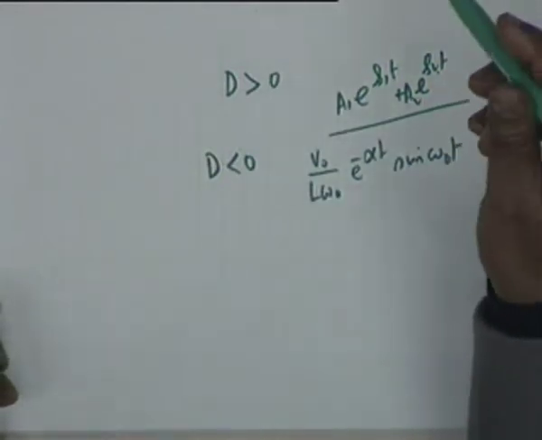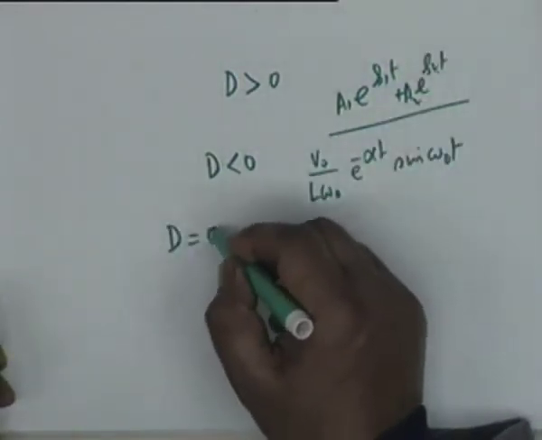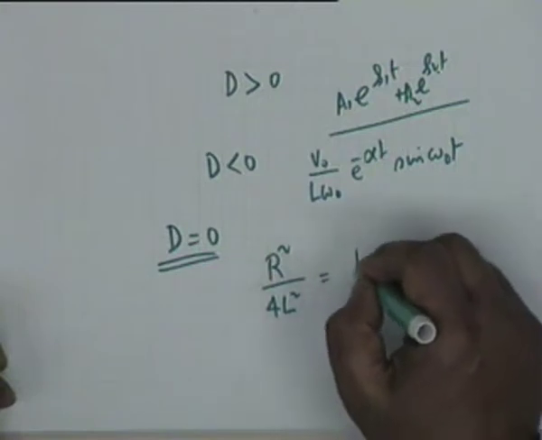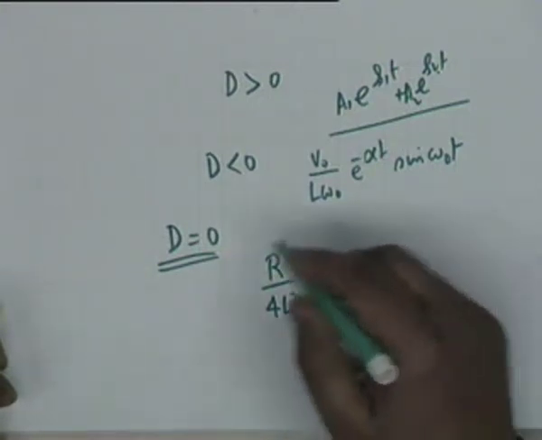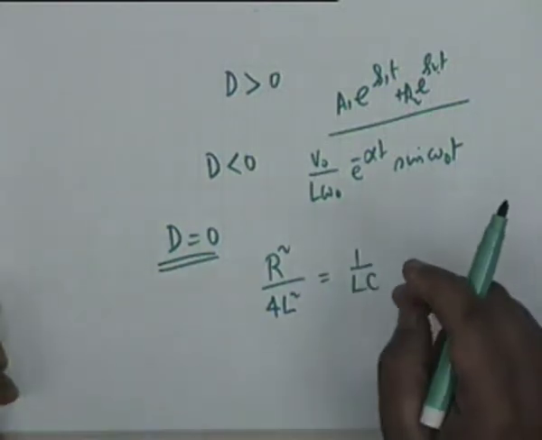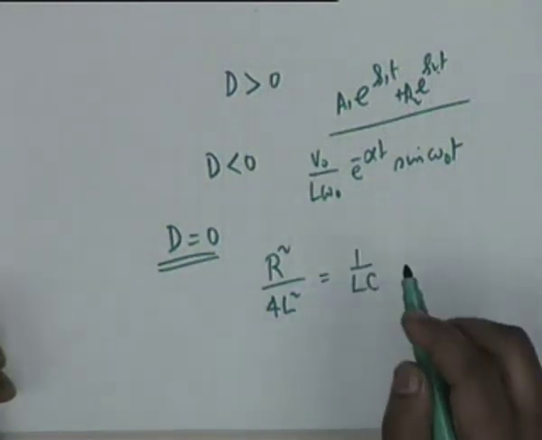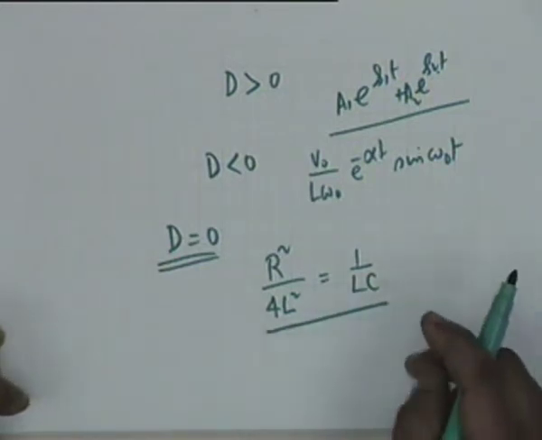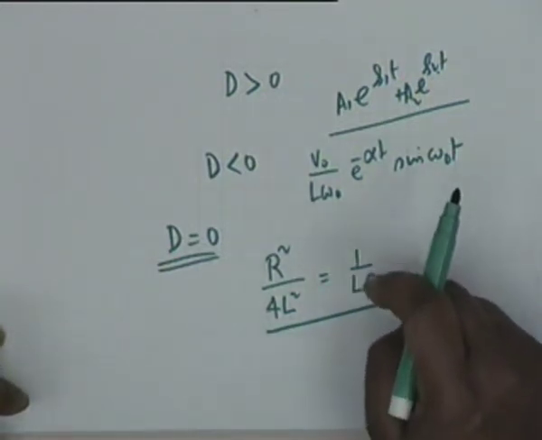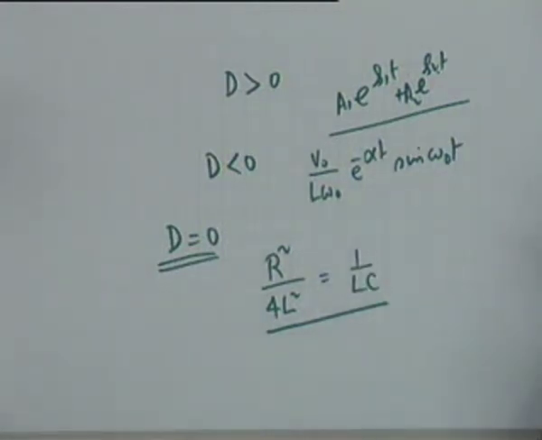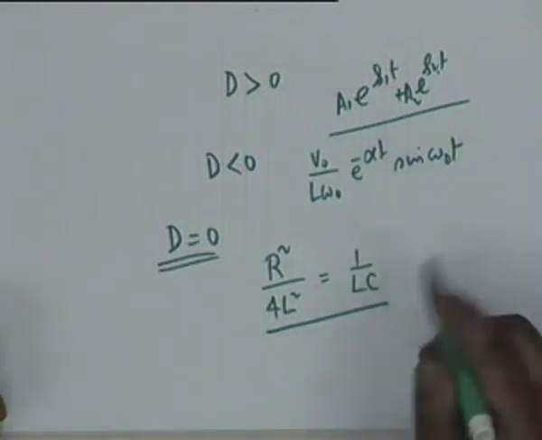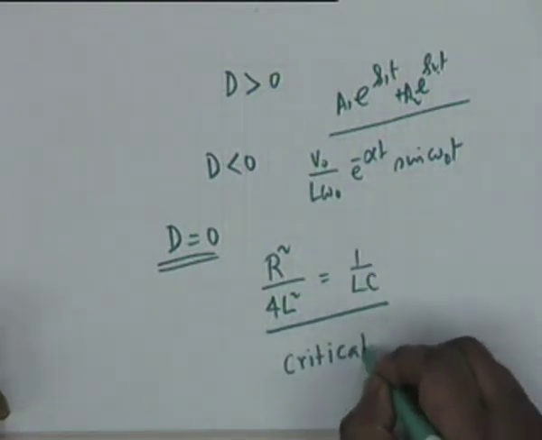The borderline between these two, or the transition case, which happens at D equal to 0, occurs obviously when R squared by 4 L squared is equal to 1 over LC, all right. This is a very special condition, and the condition on the resistance R to satisfy this is called R critical. It is a critical value of resistance for which this shall be true. If this equality becomes an inequality, there shall be either oscillations or no oscillations, and therefore this is a critical case, and this case is called the case of critical damping.